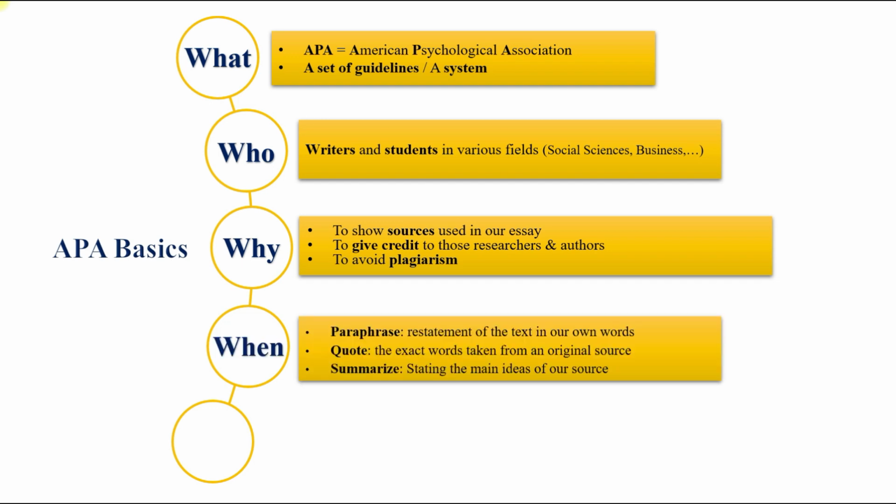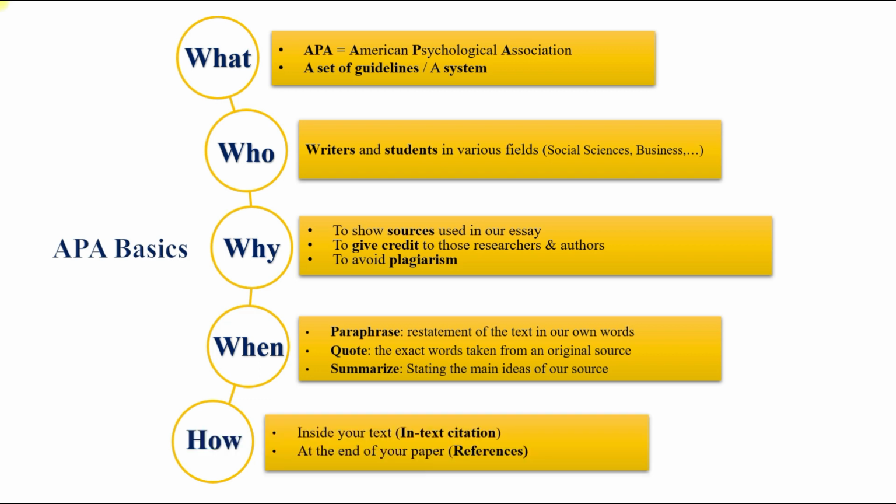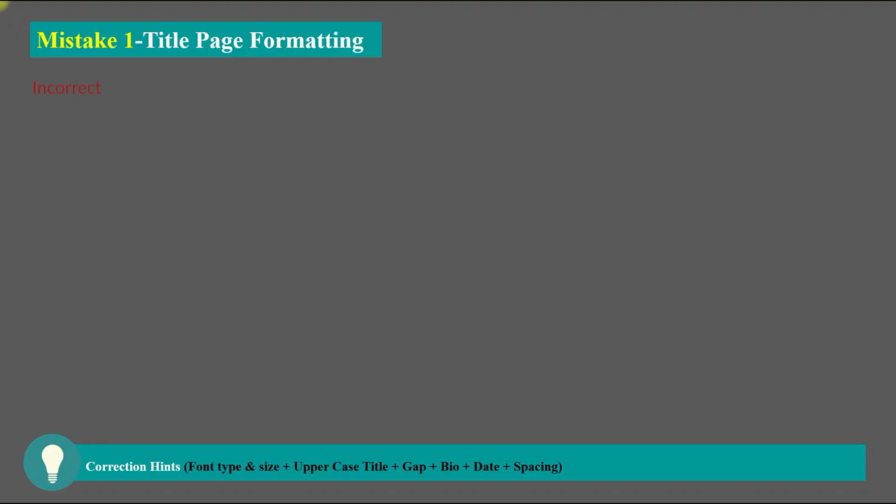When should we use APA? When you paraphrase or restate the text from the original source, when you quote, use the exact words from the original source, or when you summarize by stating the main ideas of other sources. And how to use APA? Inside your text and at the end of your paper. References. Now let's go and look at our mistake number 1, title page formatting.